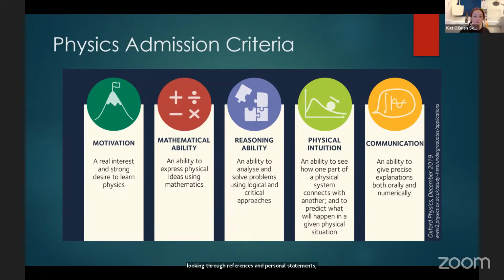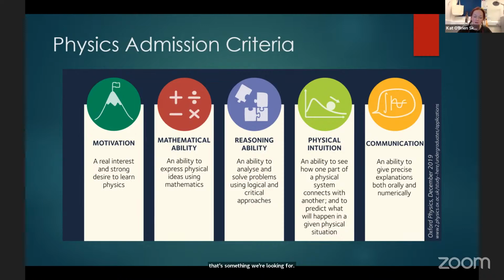So first and foremost, we are looking for motivation. The fact that you are all here shows us that you are motivated to study your subject. I should point out this is physics specific, but it applies quite generally to the other courses as well. So you have to want to study a subject if you're going to be studying it at university. Okay? We're then looking for your mathematical ability. We're looking for your ability to express physical ideas using mathematics. And if you now think back to some of the PAT questions we've been taking you through, you should see that that's something we're looking for.